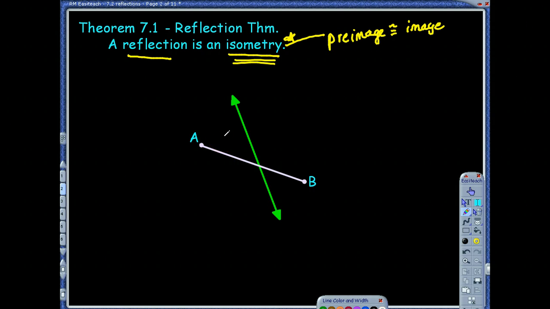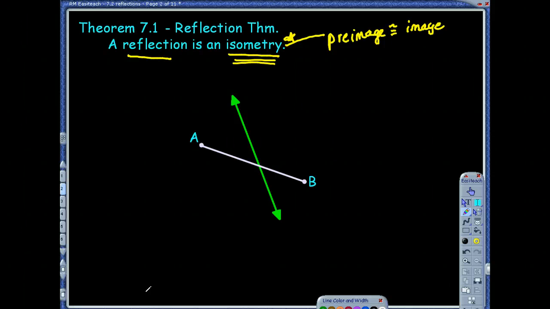We're going to perform some specific reflections in just a minute. But if we were doing a sketch, let's say this green line here is the line of reflection, and we want to reflect segment AB across that line.